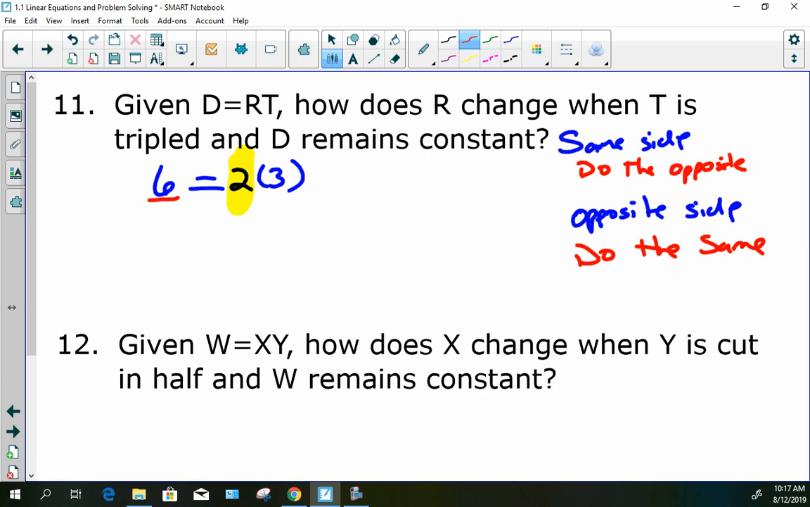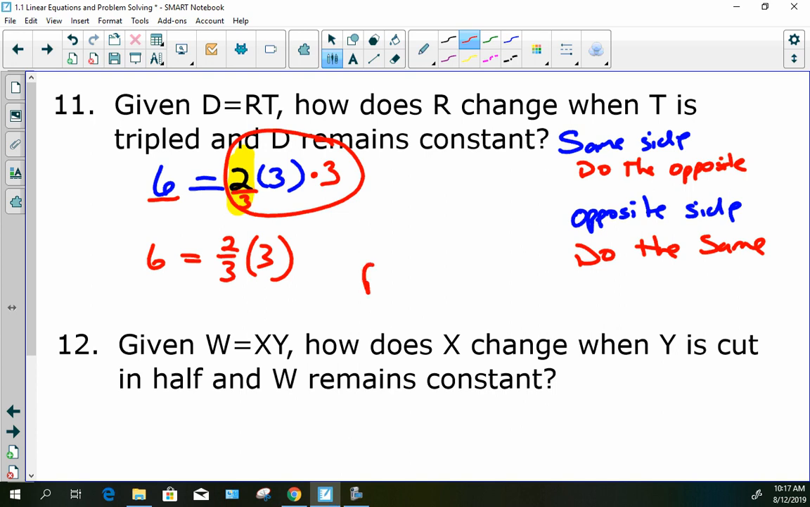So we are tripling this number. We are timesing this number, which is T, by 3, right? But 6 has to stay the same. So let me ask you, are we dealing with same side or opposite? Are these two numbers on the same side or on the opposite side? Same. So if it's the same side, what do you do? The opposite. So what are we going to divide 2 by? 3. So then 6 equals 2/3 times 3. So we made the R smaller, correct?